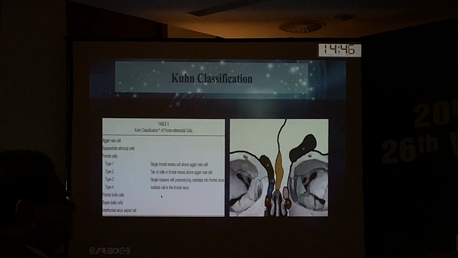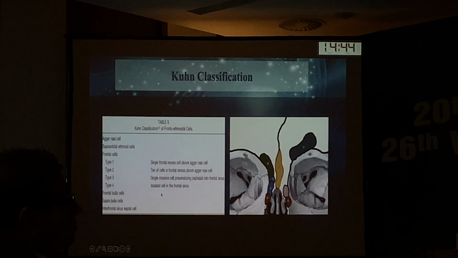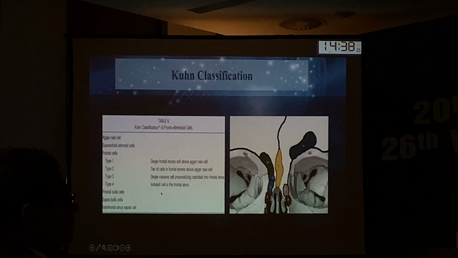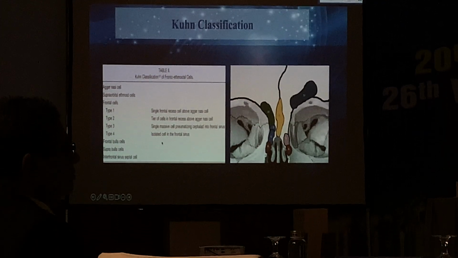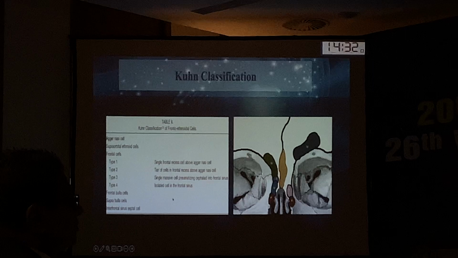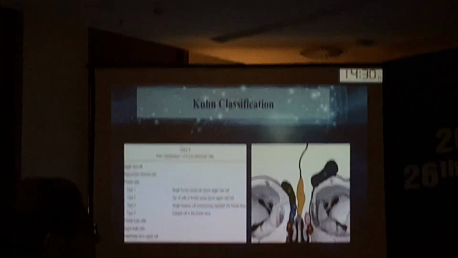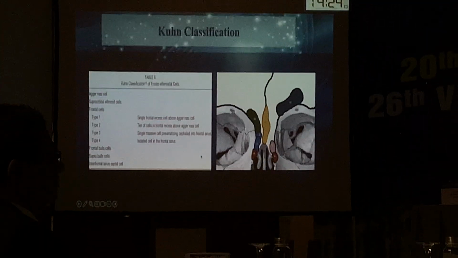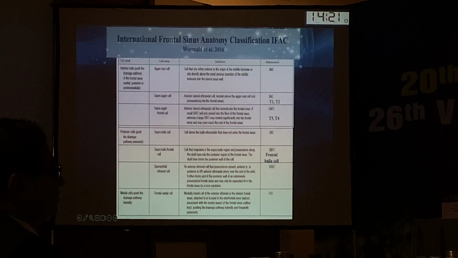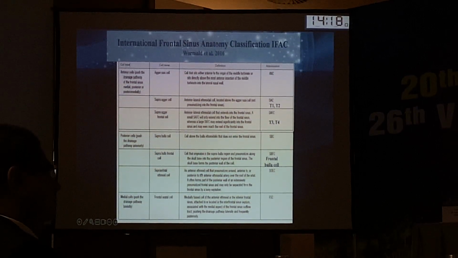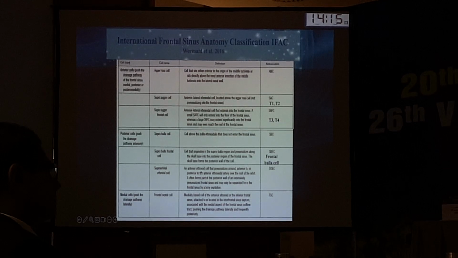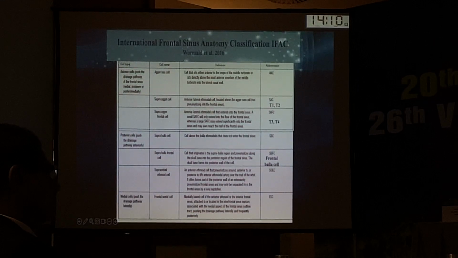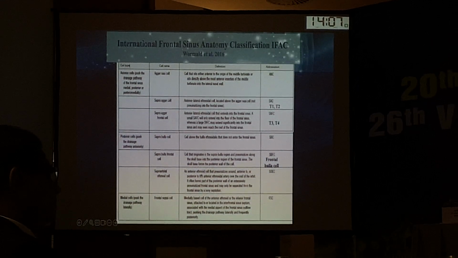As you know, frontal sinus surgery is still a challenge for most rhinologists because of its complex anatomy. This is the classical Kuhn classification. In this classification, you have T1, T2, T3, T4, frontal bullar cell, suprabullar cell, and interfrontal sinus septal cell. In 2016, there was a new classification, IFAC, by Wormald et al. This is more precise anatomically and relevant surgically.